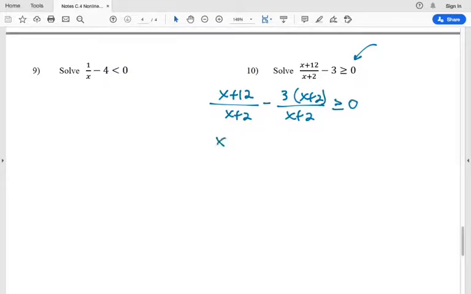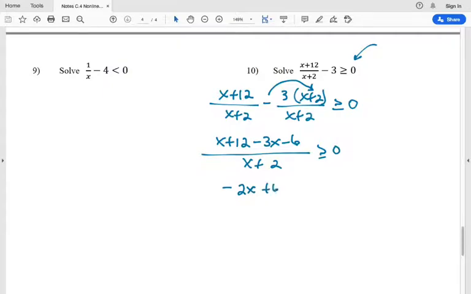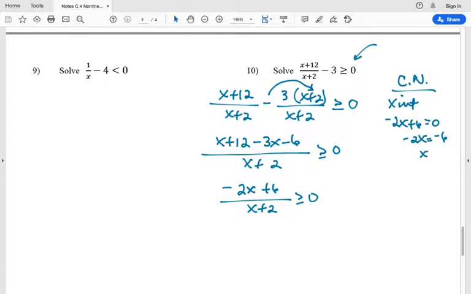All right, simplifying that, I'll have x plus 12 minus 3x minus 6. Make sure you distribute that negative all the way through. And then simplify the top. I get negative 2x plus 6 over x plus 2 is greater than or equal to 0. All right, your critical numbers come from your x-intercept, which would be what makes negative 2x plus 6 equal to 0, which is x equals 3. Your vertical asymptote comes from the bottom, which is x equals negative 2.